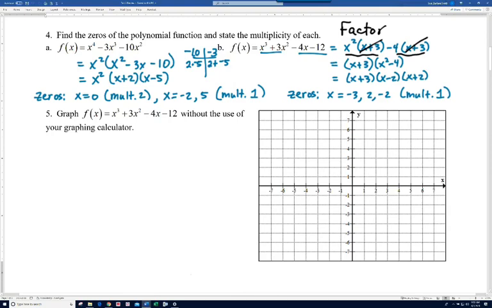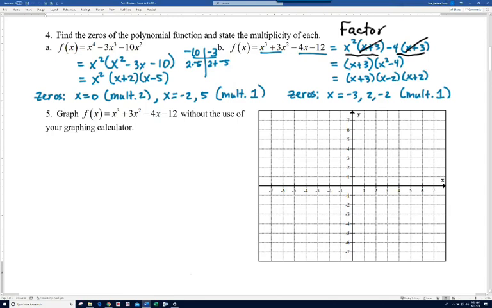Now, on number 5, all I'm having you do is actually graph the b that we just did. And so notice it says without the use of a calculator. So just be careful not to overuse your calculator. It's important that you have these basic skills and that you show the algebra, or that you know how to do the algebra as you do these problems, so that when you move on to calculus, you'll be prepared.